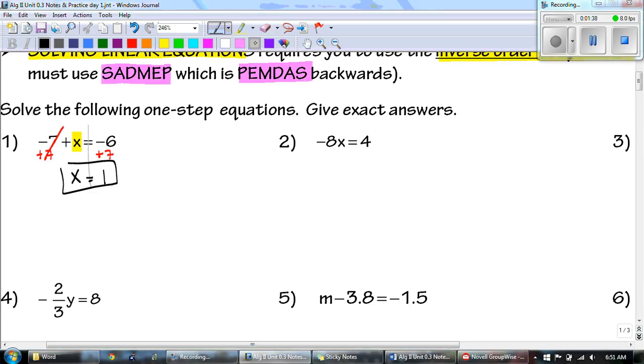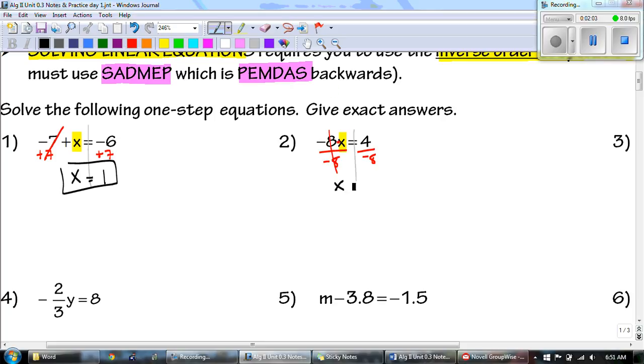Okay, number 2. Go ahead and find your variable. When there is a number next to a variable, that means multiplication. So I want to do the inverse of multiplication. Well, the inverse of multiplication is division. So I'm going to divide both sides by -8.